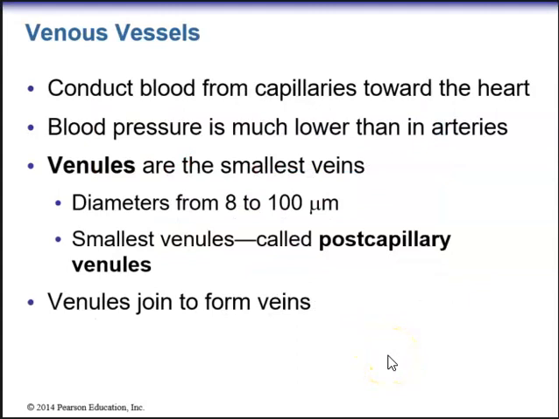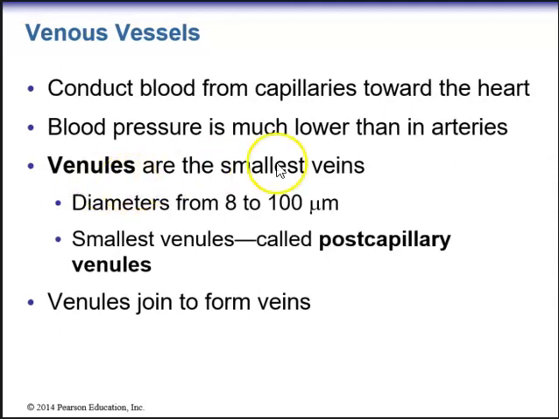So now we're going to talk about venous vessels. Venous vessels, so veins, basically they conduct blood from the capillaries toward the heart. Blood pressure is much lower in veins compared to arteries. We talked about venules being the first vein that receives blood from the capillary bed.